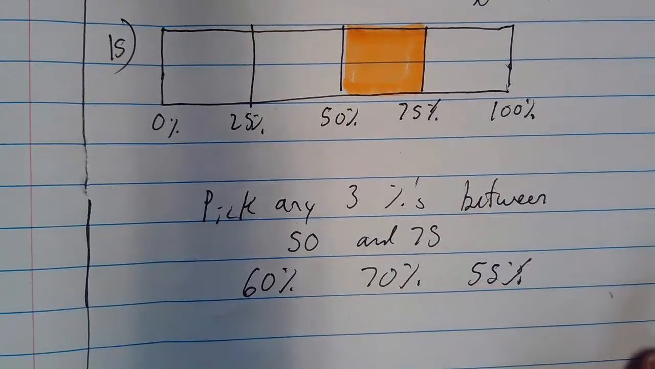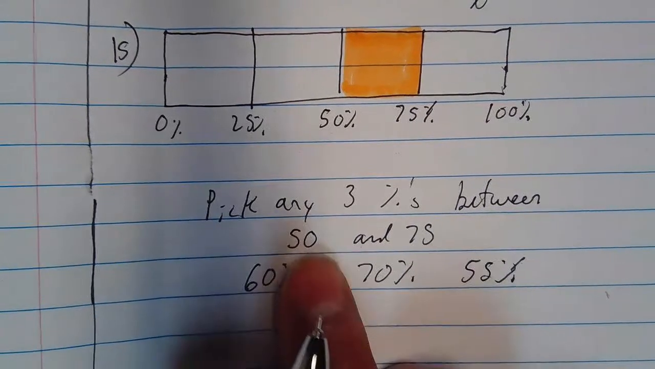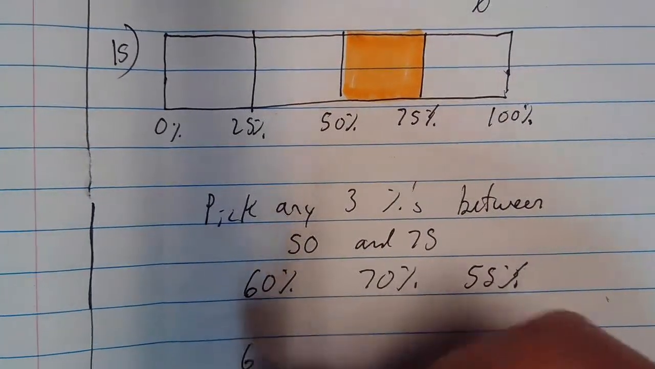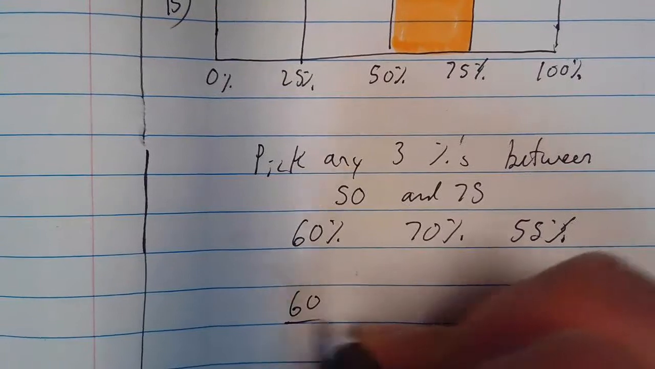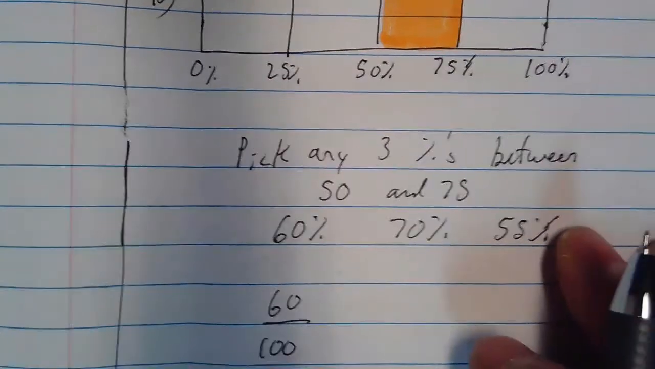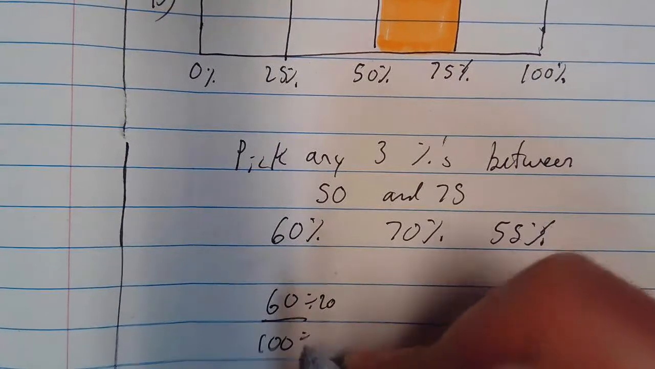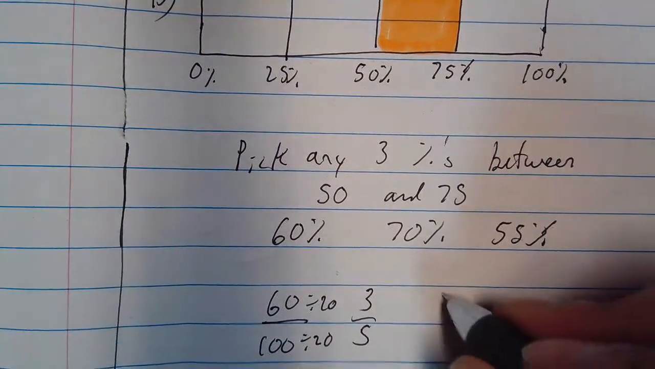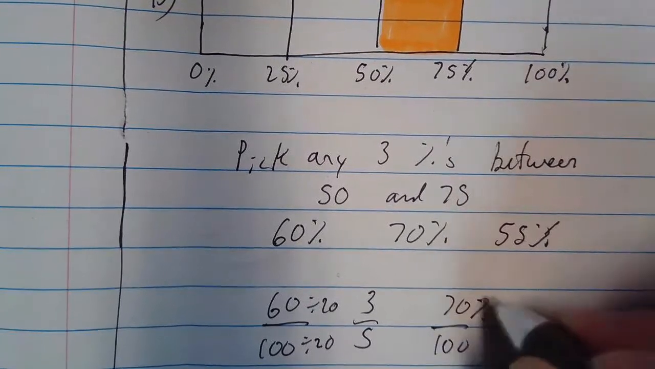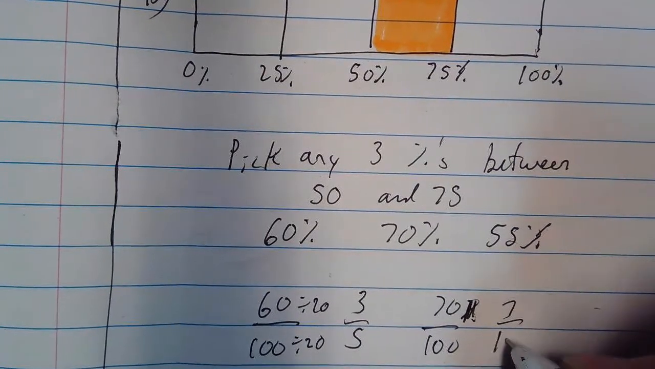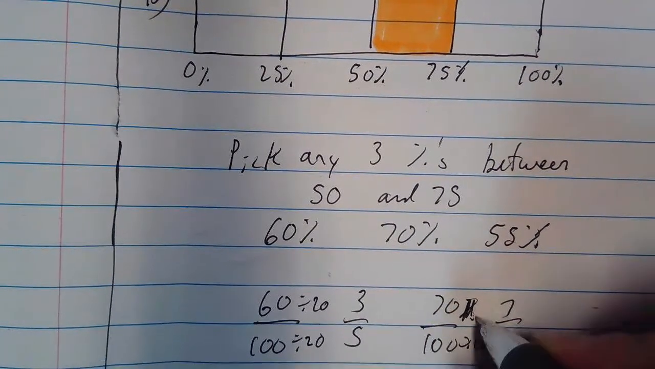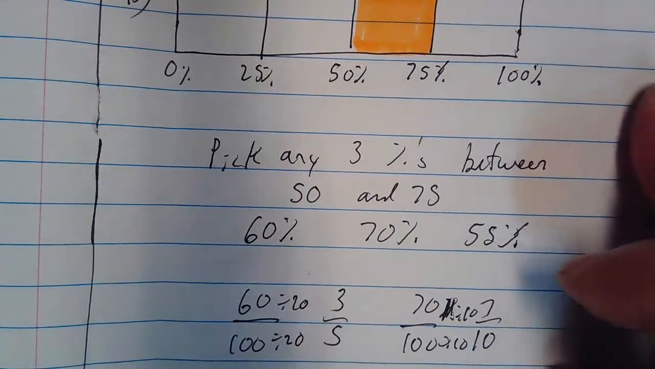So there are my 3 percents. And it follows the rules between 50 and 75. So 60%. Oh my God, there's rubber bands in the way. I hope you didn't get a headache from that. All right. 60% is 60 per 100. Simplify that by a factor of 20. That's 3/5. 70%. Oops. If I put the denominator 100, I don't need the percent symbol anymore. That's 7/10 if I divide by 10. A little sloppy there. Sorry, guys.